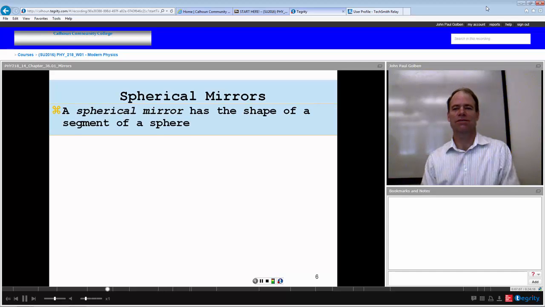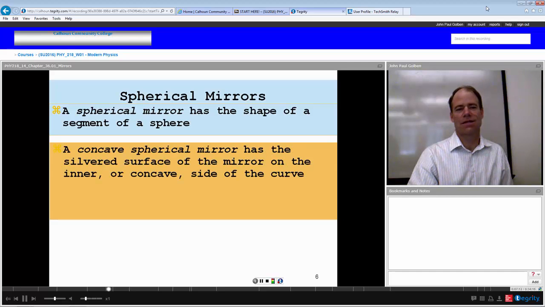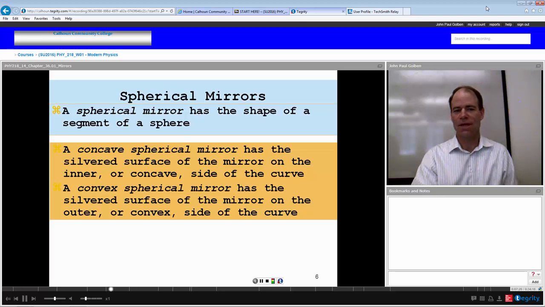Spherical mirrors have the shape of a segment of a sphere. A concave spherical mirror has the silvered surface of the mirror on the inner or concave side of the curve. A convex spherical mirror has the silvered surface of the mirror on the outer or convex side of the curve.